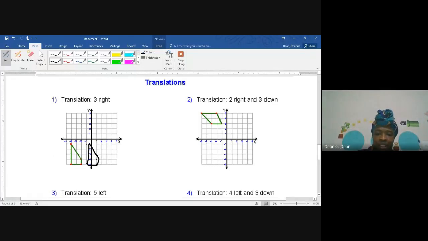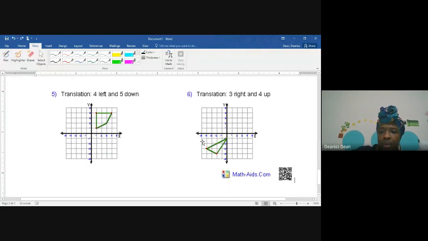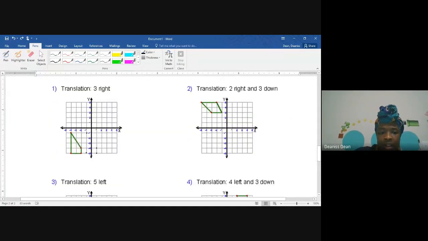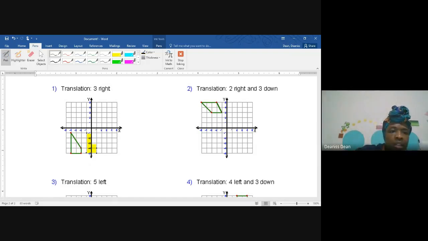All right. So the figure translated 3 units to the right, okay? This is my translated figure here, 3 units to the right. So move 3 units to the right.